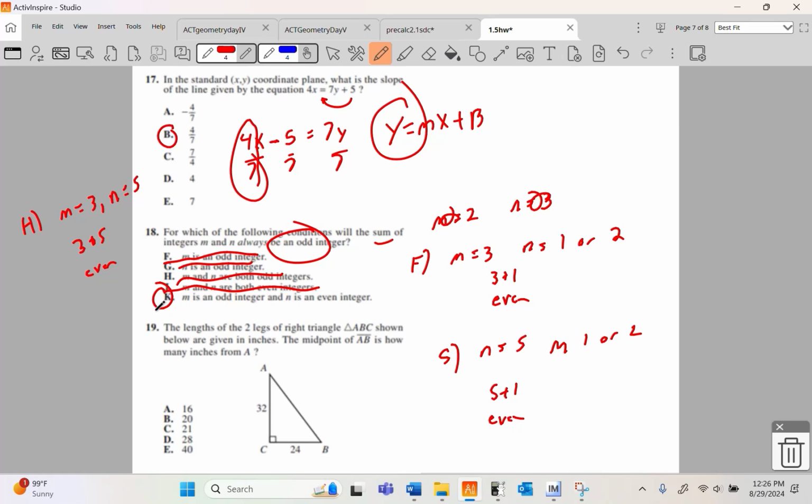Oops. The lengths of two legs of right triangle ABC shown below are given in inches. The midpoint of segment AB is how many inches from A?